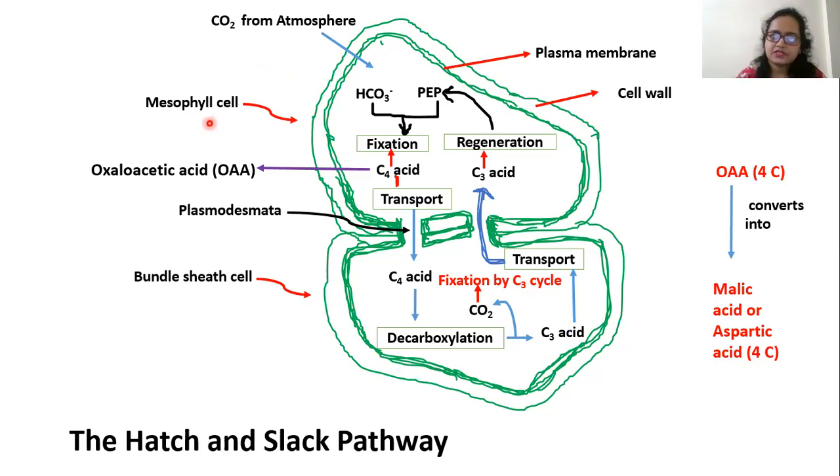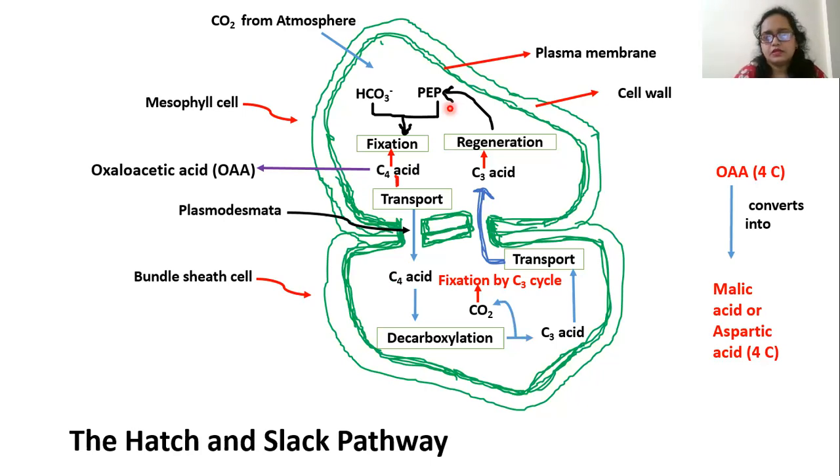In this picture, the upper one is the mesophyll cell and the lower one is the bundle sheath cell. In the mesophyll cell, when carbon dioxide from the atmosphere comes in through the stomata, it converts into the bicarbonate ion, which is HCO3 minus. Another molecule found inside the mesophyll cell is PEP. PEP stands for phosphoenol pyruvate.